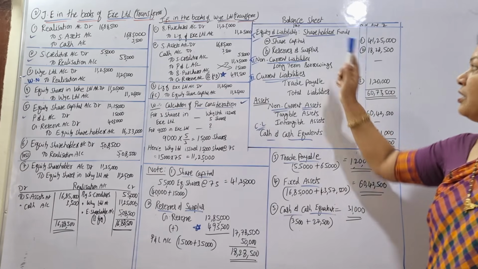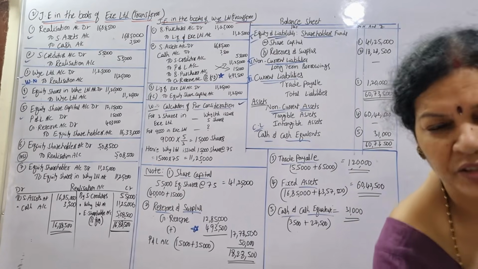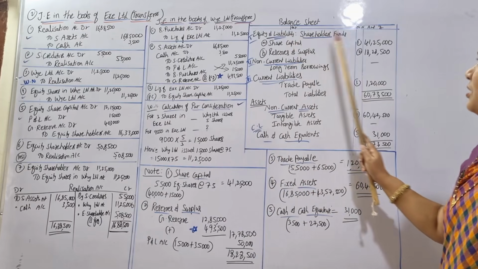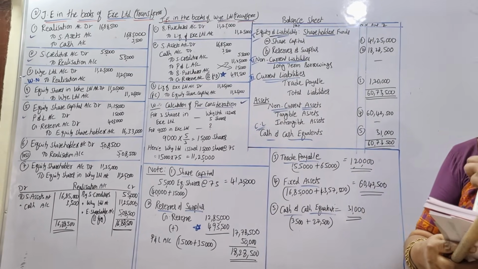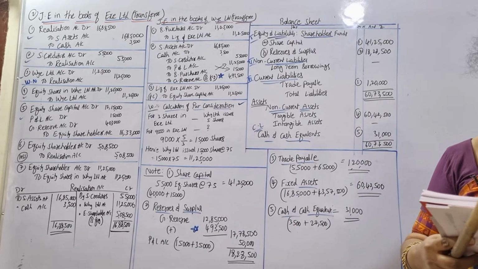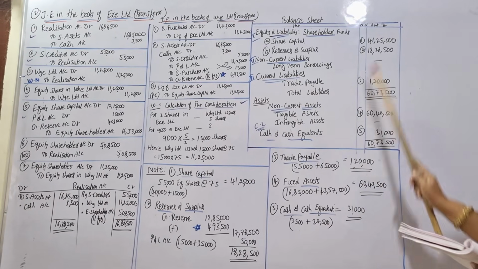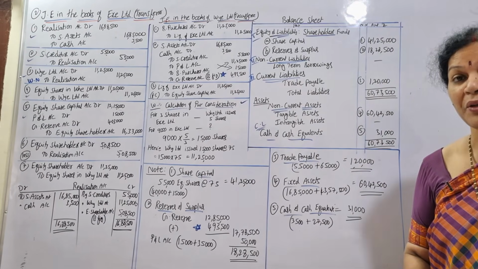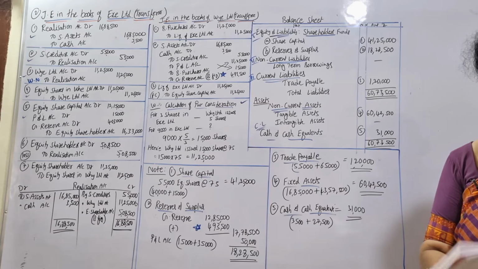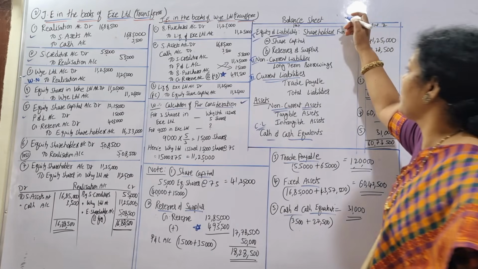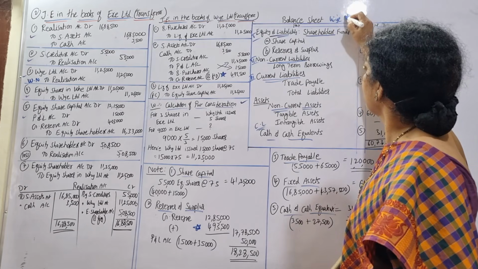First thing is share capital. How did you get the share capital? Just focus. Share capital: actually, which company? X Limited. X Limited has share capital of 9,000, but now the balance sheet is for Y company. Who is that? Y company means the transferee. The balance sheet is in the books of Y, that means the transferee.